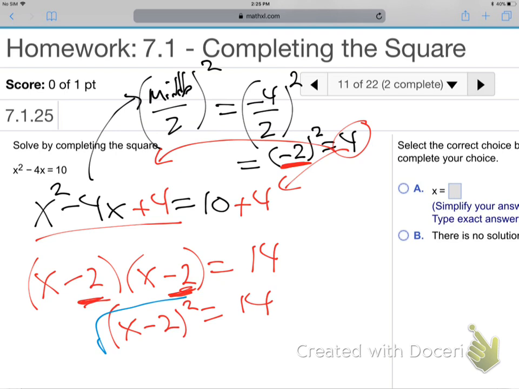Put the roof on your house. But that takes you, you have to go up and down the ladder. Rooting cancels squaring. Plus or minus root 14. Like that.